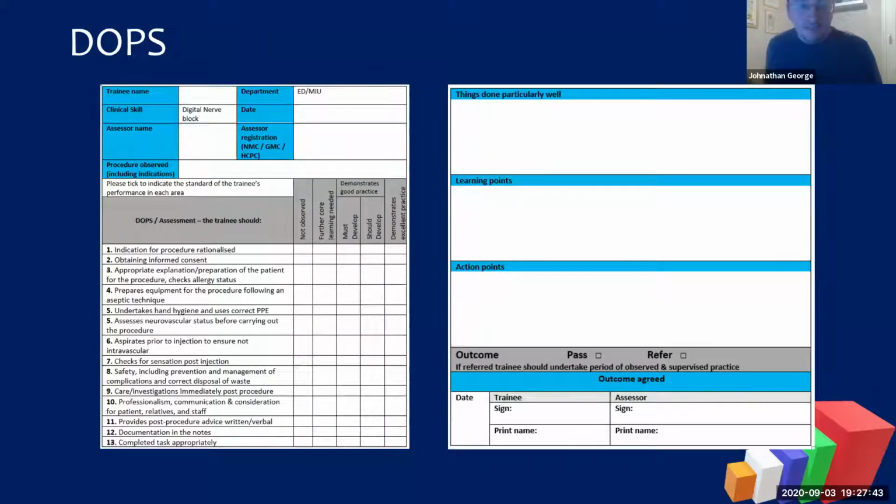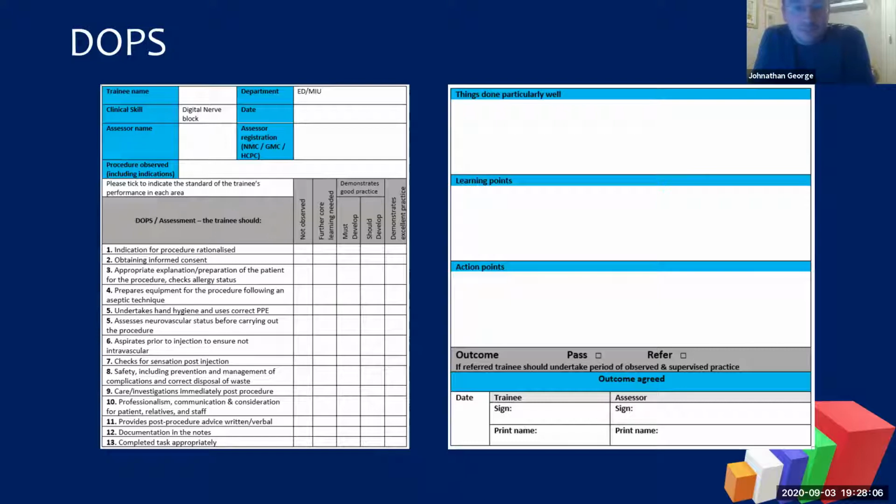So this is an example of a DOPS form. Having a form means that this is recorded. It can go into your professional portfolio. It can be kept by your practice educator in the department, as well as going into your portfolio at home. And this provides evidence to show that you have been assessed and you know what you're doing and know how to do this.